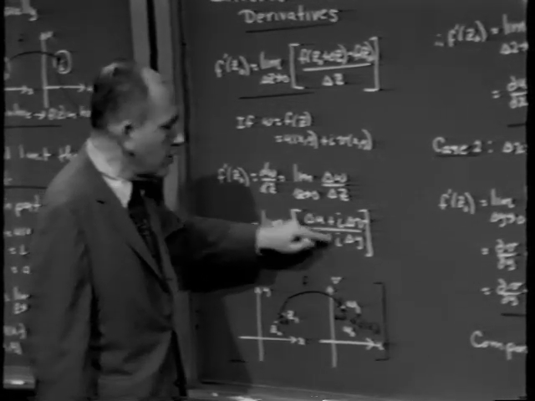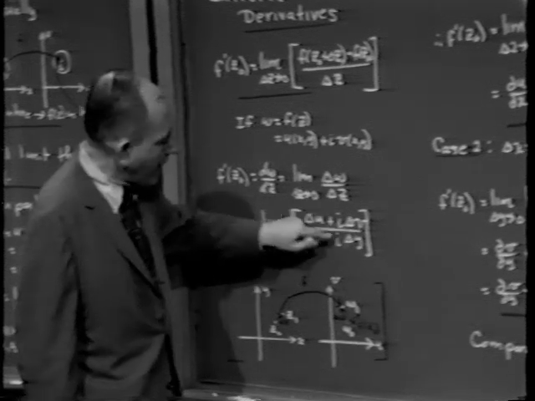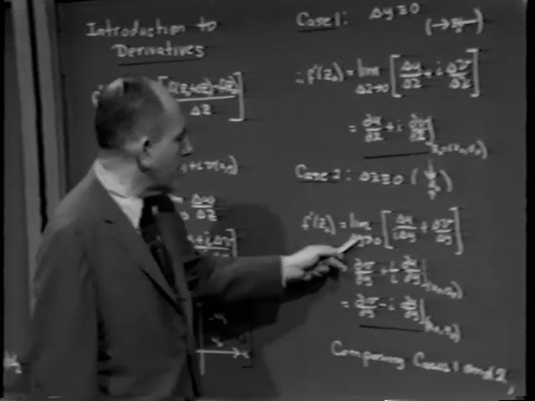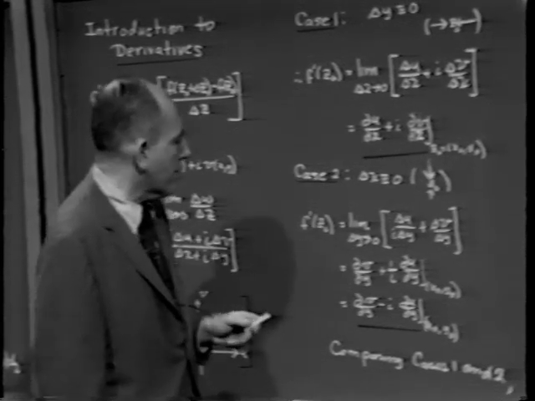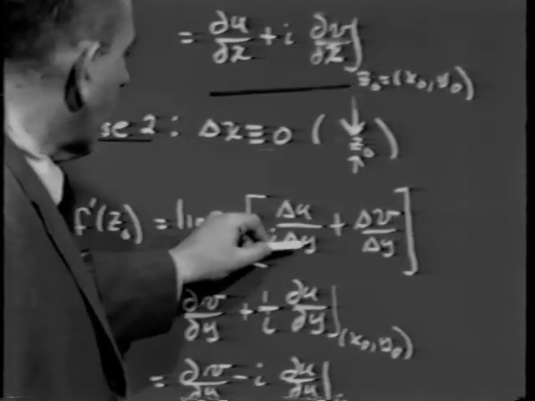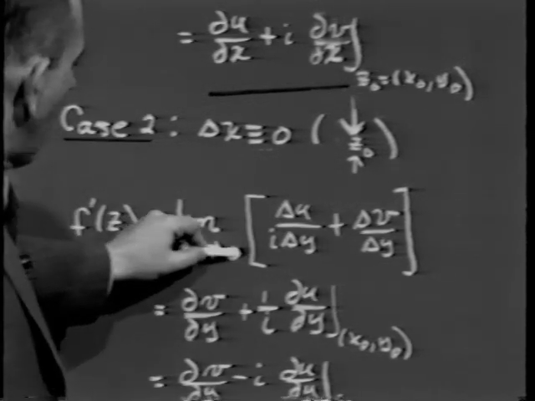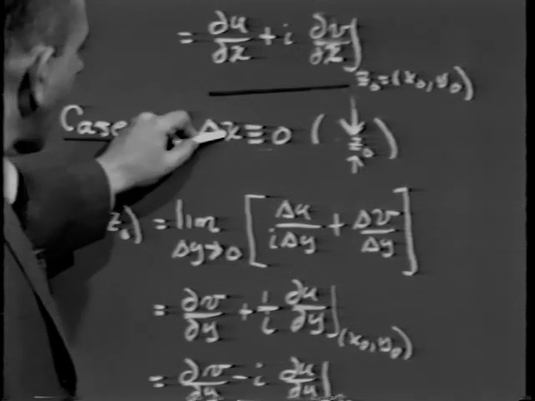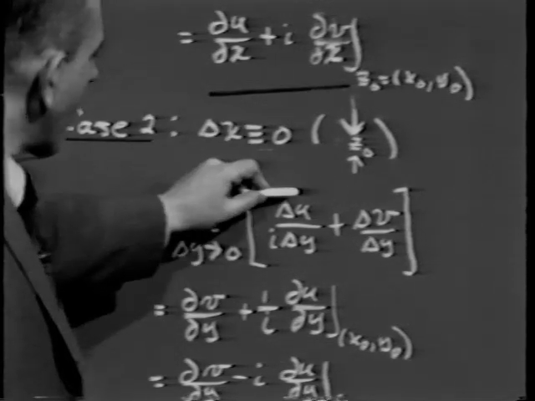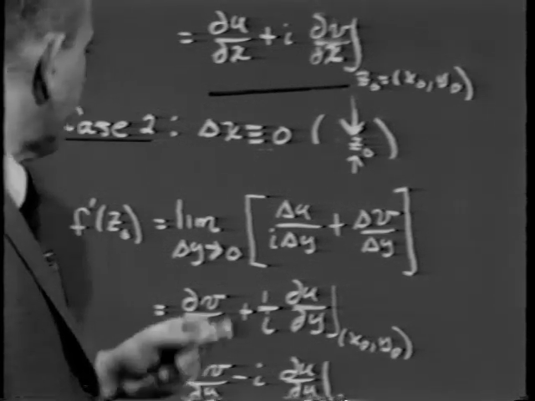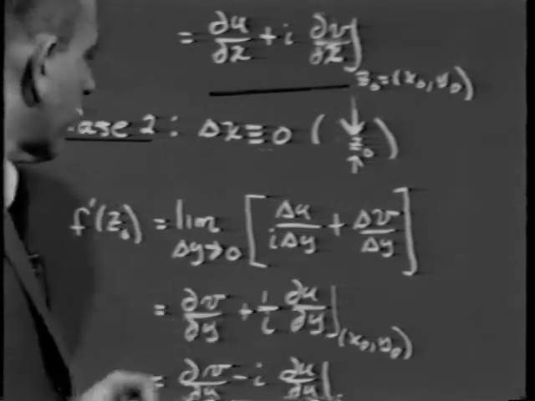I'm going to get a delta u over i delta y here, and the i's will cancel, so that f prime of z0 will turn out to be the limit as delta y approaches 0 of delta u over i delta y plus delta v over delta y. Again, taking the limit as delta y approaches 0, remembering that x is being held constant, and remembering the definition for the partials of u and v with respect to y, this limit simply turns out to be this.